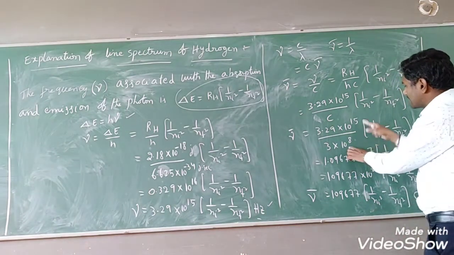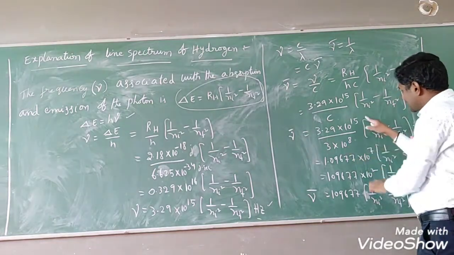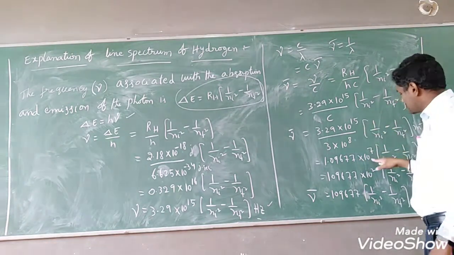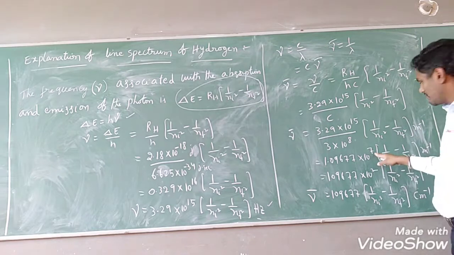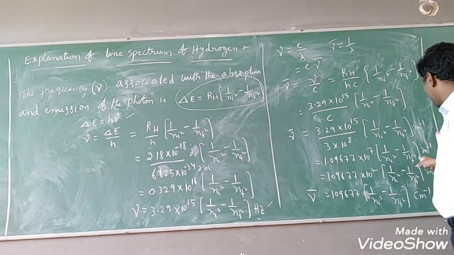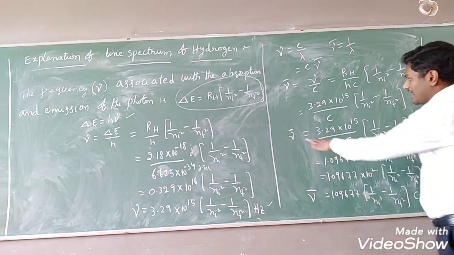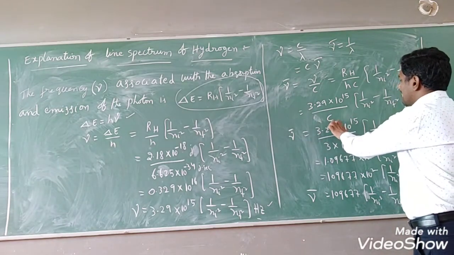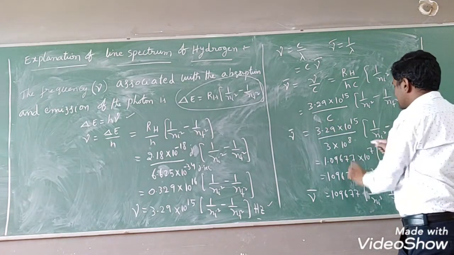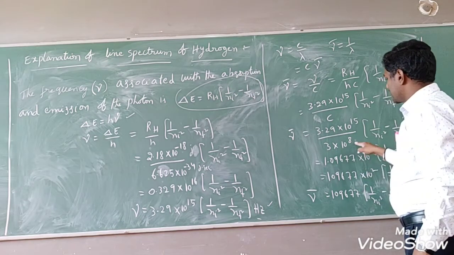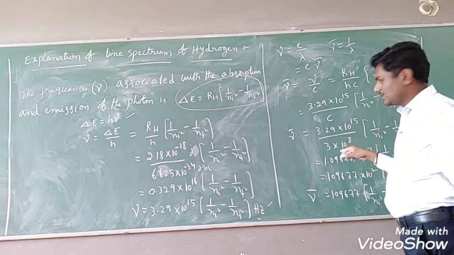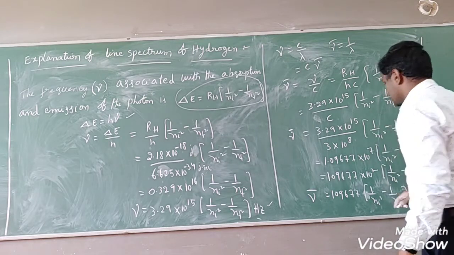1.096, and 10^8 in the denominator goes to the numerator and becomes minus 8. 15 minus 8 is 7, student. So 10^7 into 1/Ni² − 1/Nf², common. You will get the unit meter inverse, because it is wave number. We have taken c in meters per second, right? Here it is second inverse, so second cancels, and meter inverse remains.